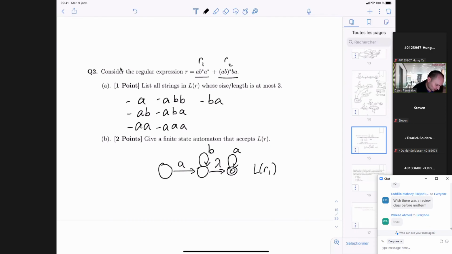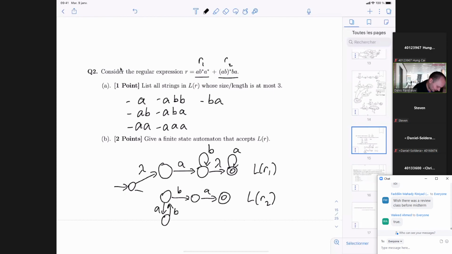Then we can also do an automaton for L of R2. So we want to have an AB kind of cycle going on. We can repeat it as many times as we want. And then we can have a transition BA and accept. So that corresponds to L of R2. And for L of R, we just introduce a new initial state and have a lambda transition to the initial states of the two NFAs.